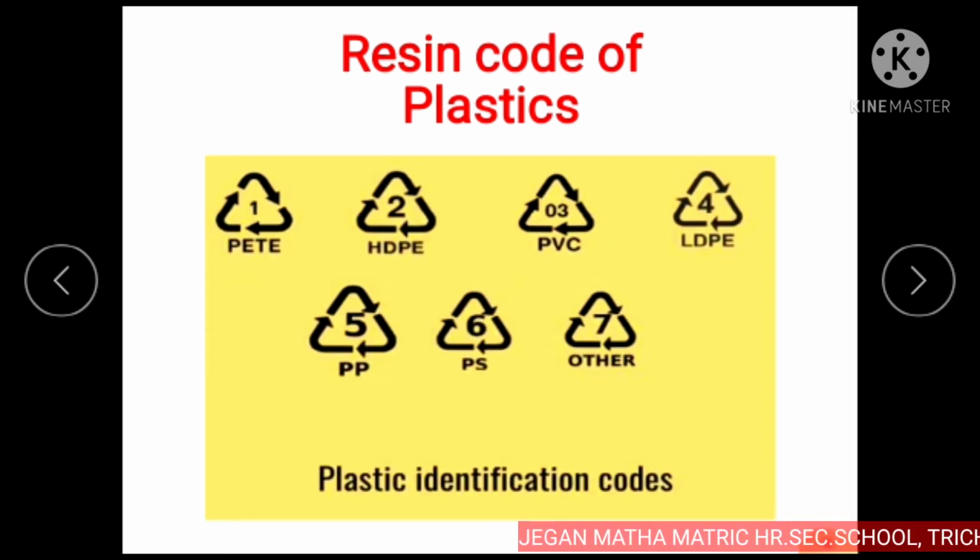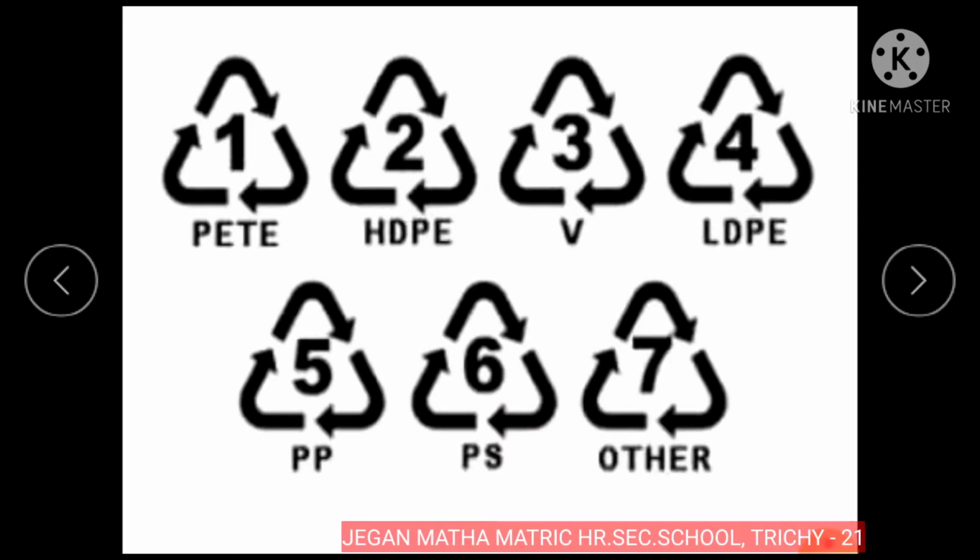The resin code is a universal way of categorizing different types of plastics, which helps us to separate plastics so that it is easier to recycle them. How can we identify the resin code? Where can we find the resin code on a plastic item?